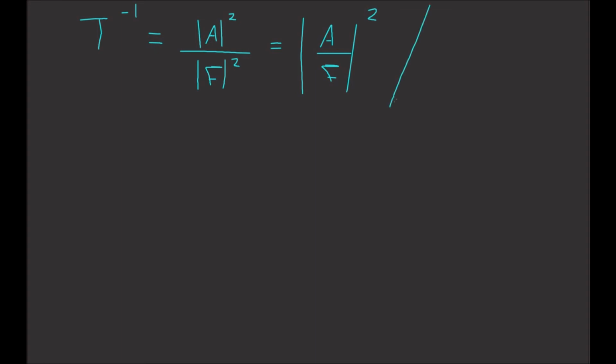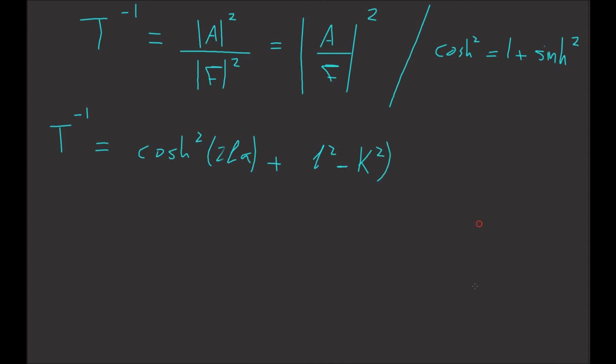I also want to remind you of some trig identity, that cosh square is equal to 1 plus sinh square. We're going to use that. Alright, so now the inverse is equal to cosh square of 2 l a plus l square minus k square divided by 2 l times k, this is also squared, times sinh square of 2 l a.